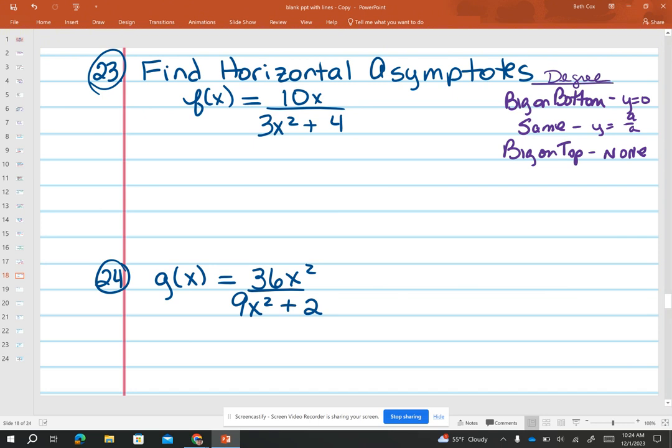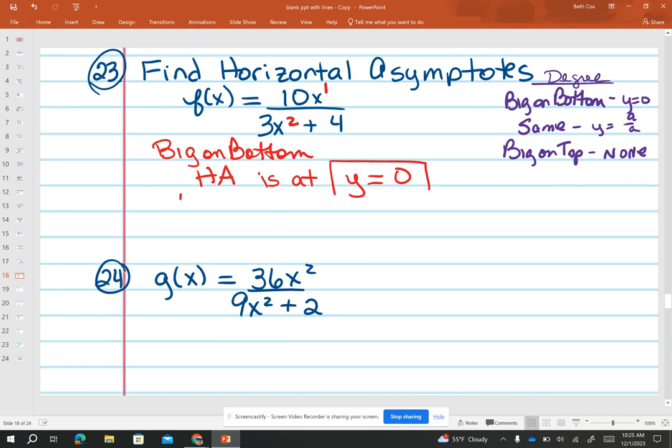Back to the degrees. All right, let's check out the degrees here. For this first one, the degree on top is 1, and the degree on bottom is 2. This one's big on bottom. So the horizontal asymptote is at y equals 0. And yes, you have to type in y equals 0.